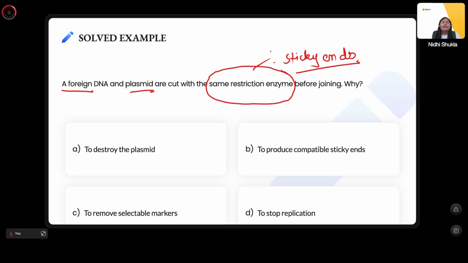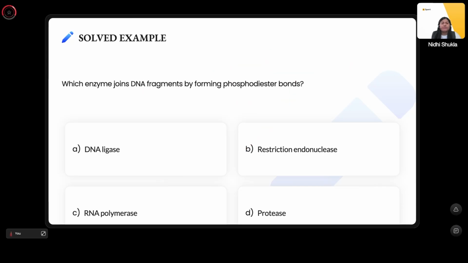So let us look at our options and let us try to understand which option actually justifies this. To destroy the plasmid, no. To produce compatible sticky ends, yes. Remove selectable markers, no. To stop replication, no. So our correct answer is going to be to produce compatible sticky ends. Okay. Now let us look at our next question.